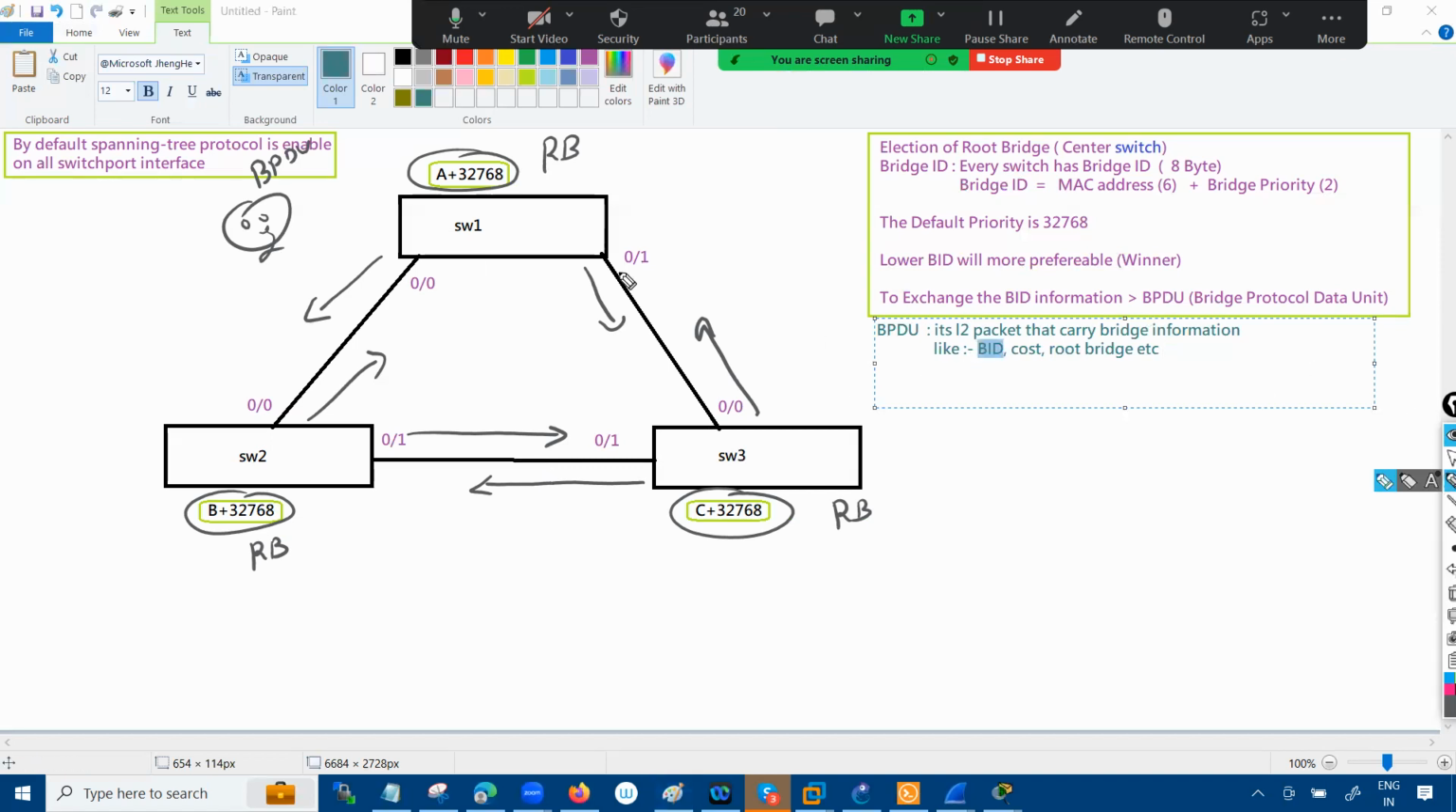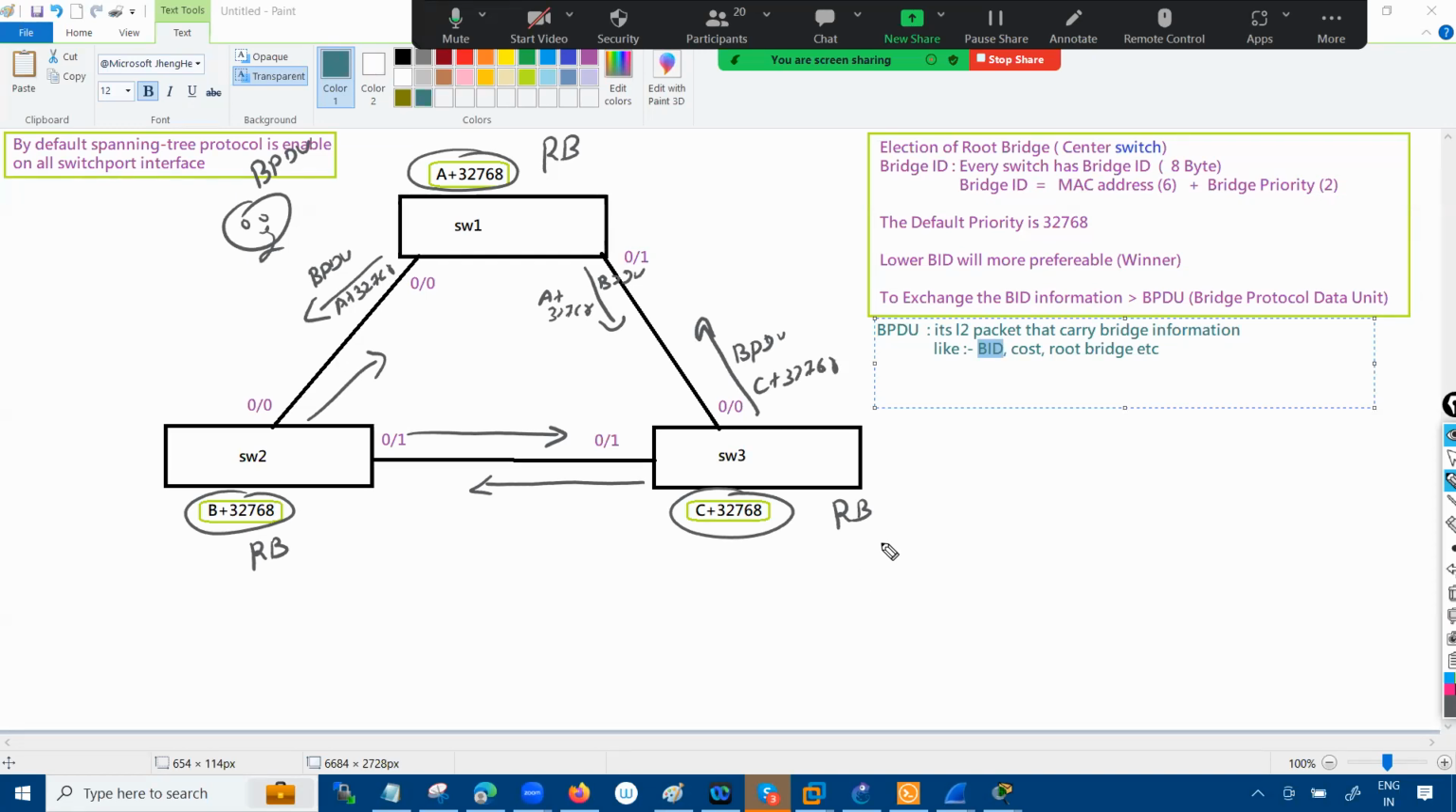So when switch 1 is ready to start, what happens? He will send the BPDU packet. And in this BPDU packet, the information they will say is A plus 32768. That's my information. He will send the BPDU packet to whom? Switch 3, A plus 32768. Switch 3 is also going to send its own BPDU packet, and he will say, hey, I have information C plus 32768, because he is also claiming that I'm also root bridge, right?